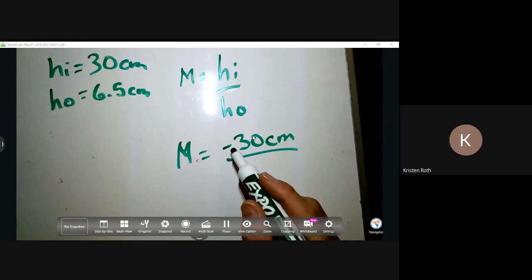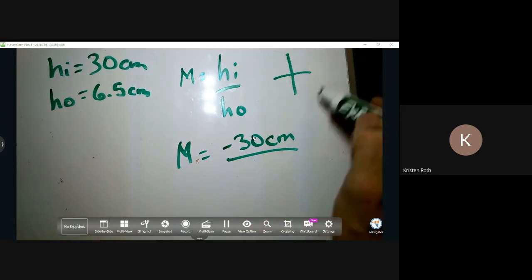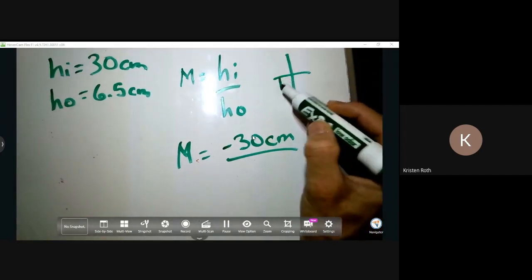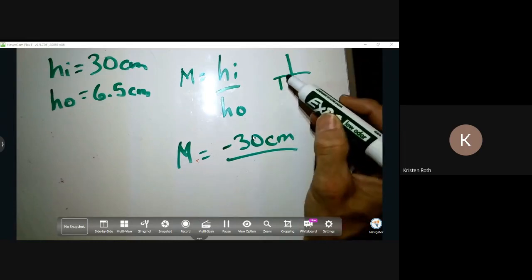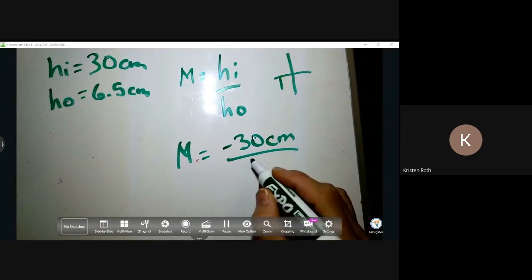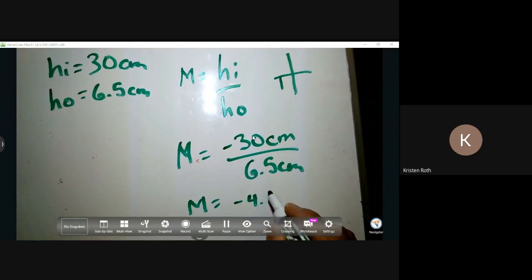So because the image would be inverted, I'm just going to draw this up here, right? I always act like a math graph. So this is our mirror and our image is down here. Well, these are the negatives, right? So that's why that inverted image is negative. So we put that in as a negative over our 6.5 centimeters. And then we calculate it. And it ends up being around 4.6, and magnification is a negative, okay?